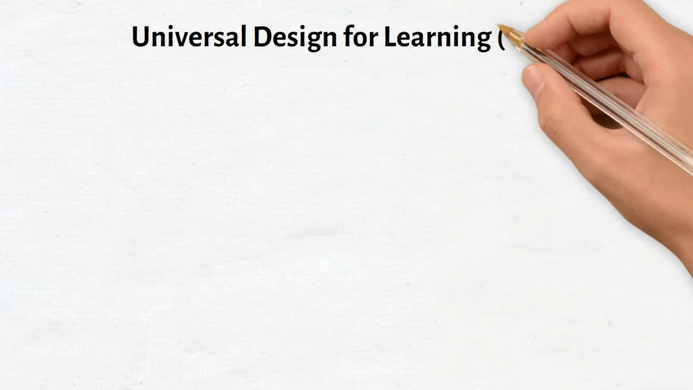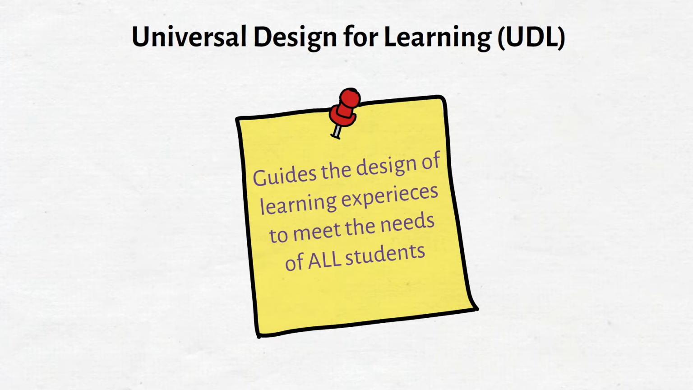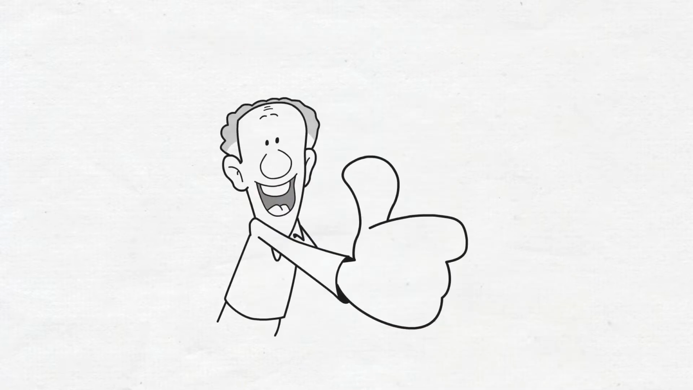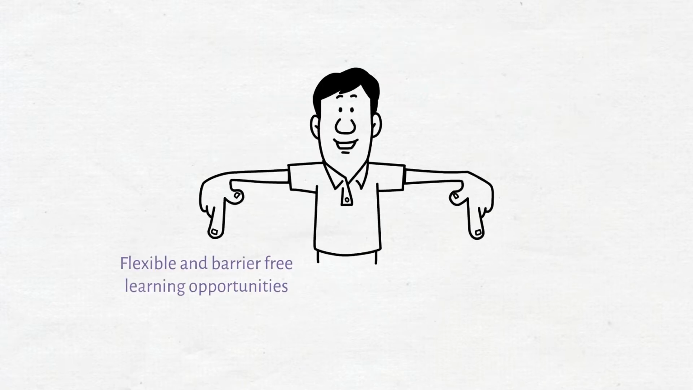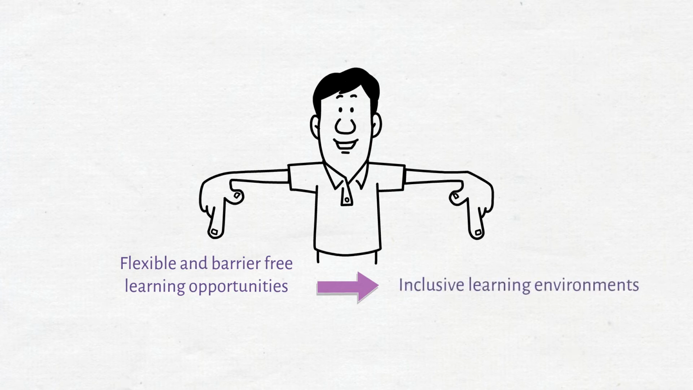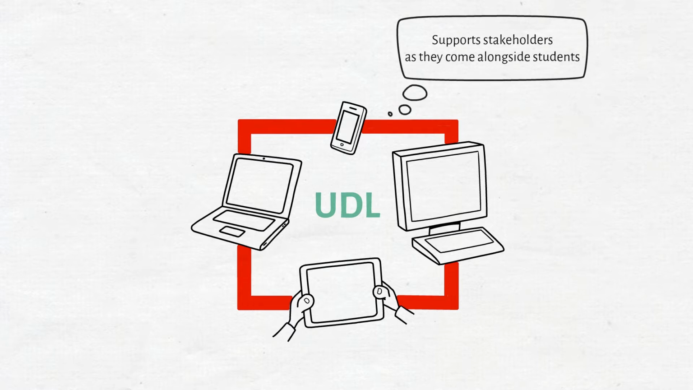Universal Design for Learning, commonly known as UDL, is a framework that guides the design of learning experiences to proactively meet the needs of all students. One of the main characteristics of the framework is the flexibility offered to learn in multiple ways. By providing flexible and barrier-free learning opportunities, teachers can create more inclusive learning environments for their students. Utilizing UDL in online environments also supports stakeholders, including parents and family members, as they come alongside students in the learning process.